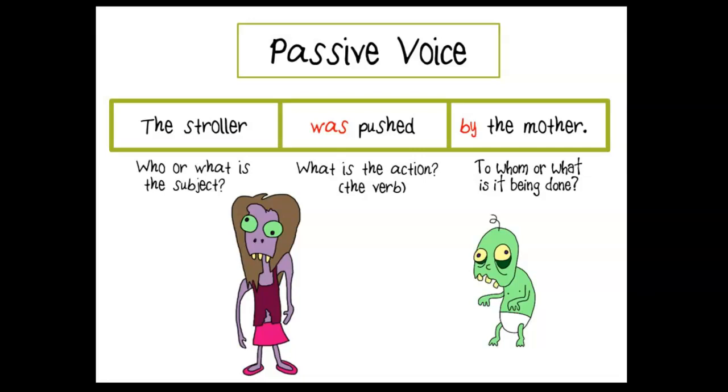First thing we have to do is find the verb. What is the action word? Pushed is the action that's taking place. So we have to ask ourselves, who is pushing? The mother or something else? In this case, the mother is the one that's pushing.